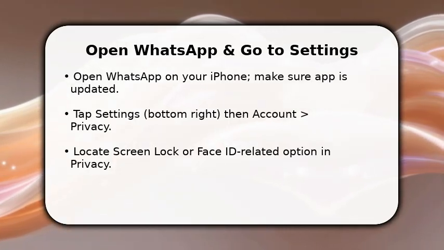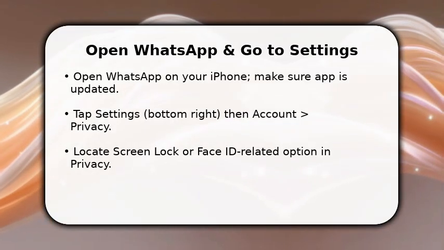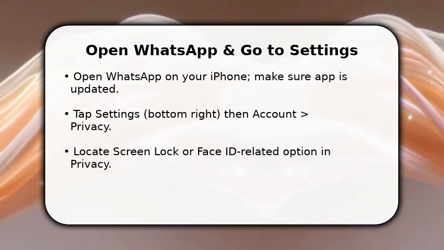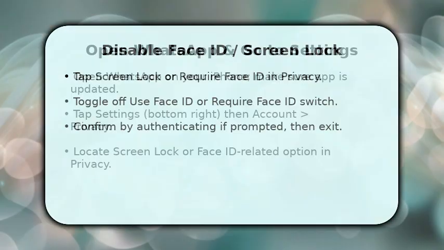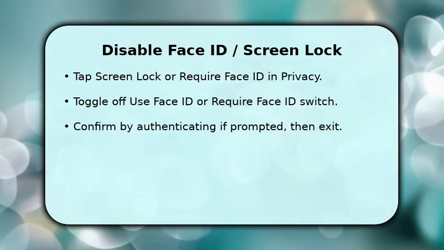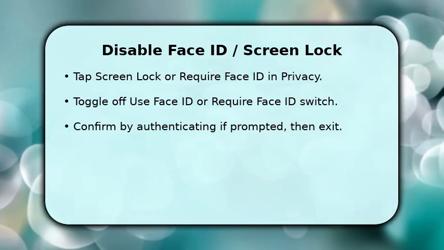Make sure you're signed into the account you want to change, because Face ID settings are per WhatsApp profile, and the next step lets you toggle it off. Now tap Screen Lock or the Require Face ID line to open the lock controls. You'll see a toggle labeled Use Face ID or Require Face ID. Tap it to turn it off.